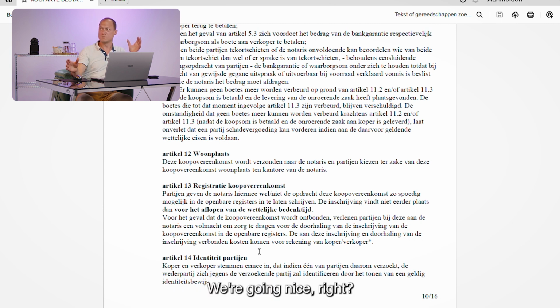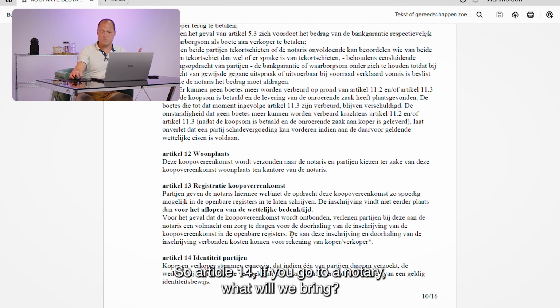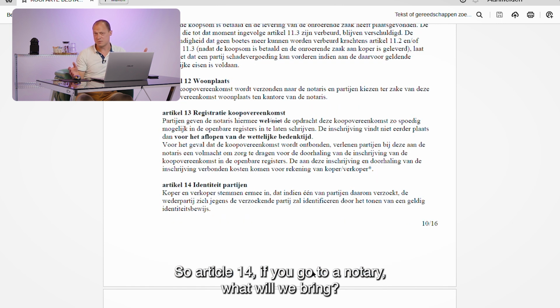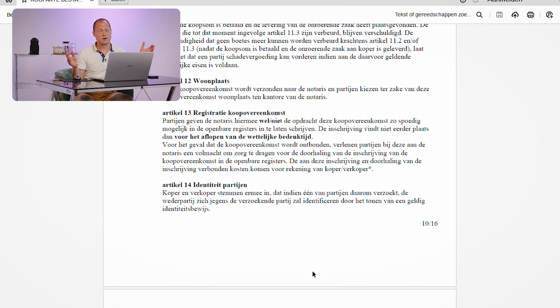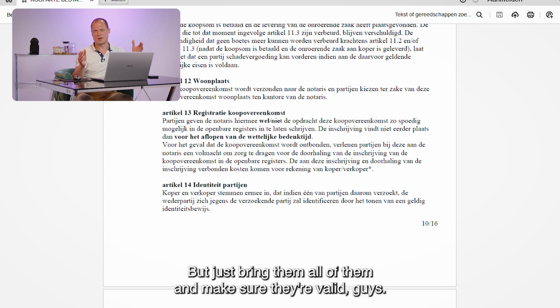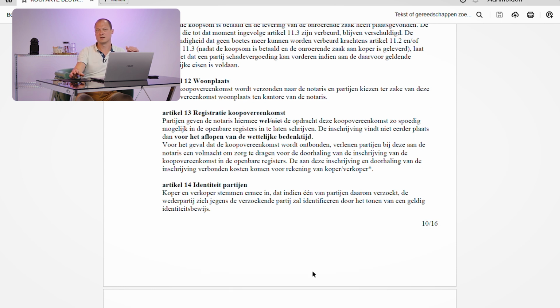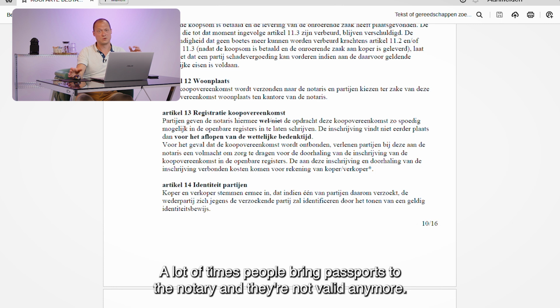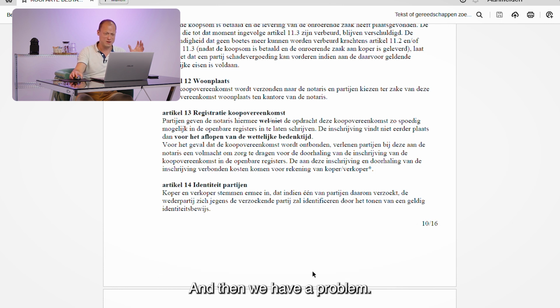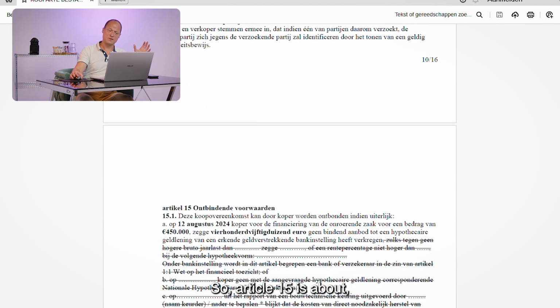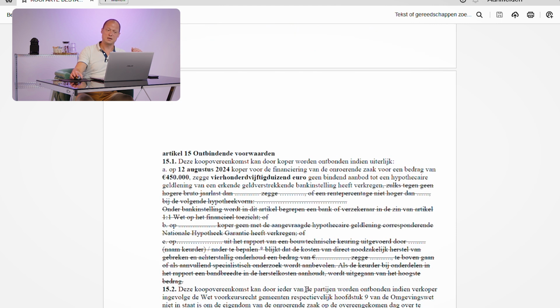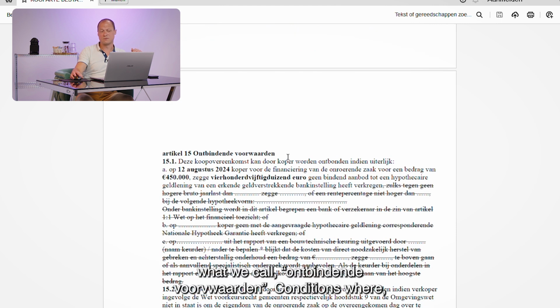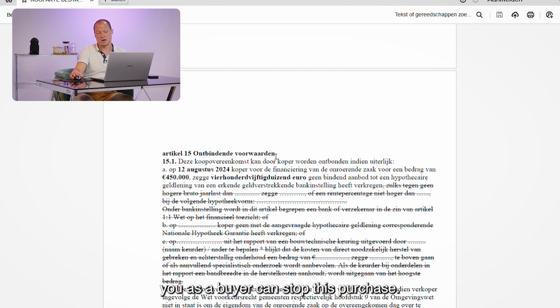We're going nice, right? Okay. So Article 14, if you go to a notary, what will we bring? Our passports, of course, or identifications, but just bring all of them and make sure they're valid, guys. A lot of times people bring passports to the notary and they're not valid anymore, and then we have a problem.